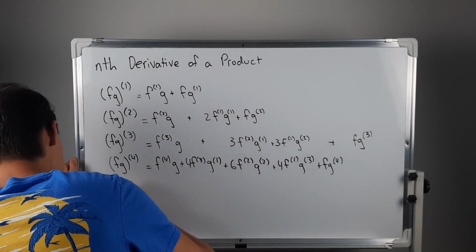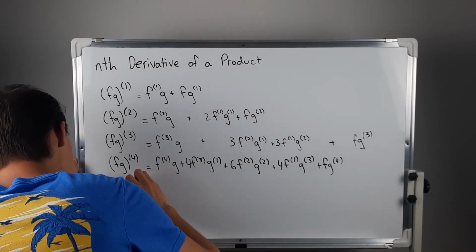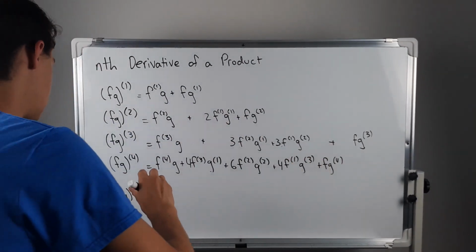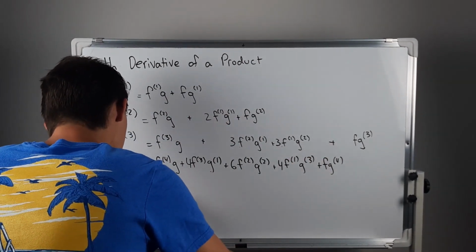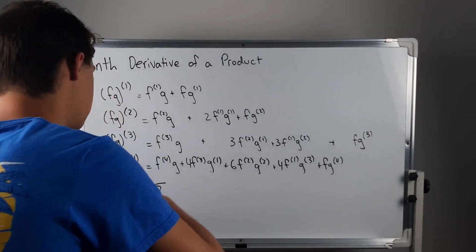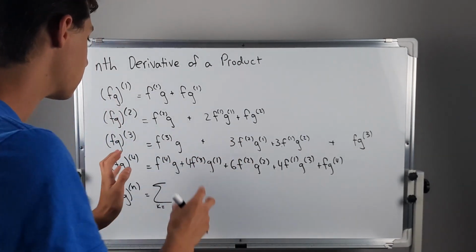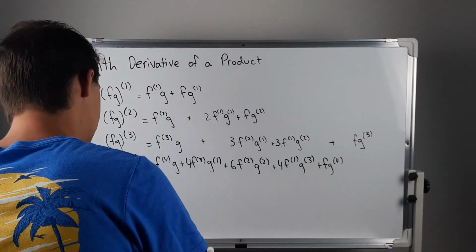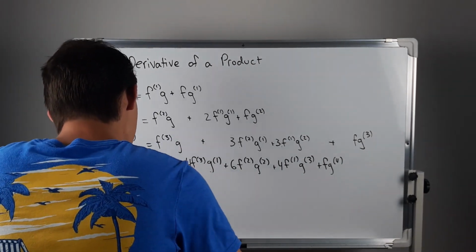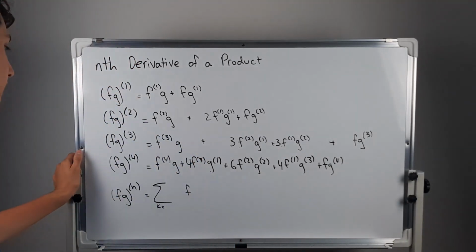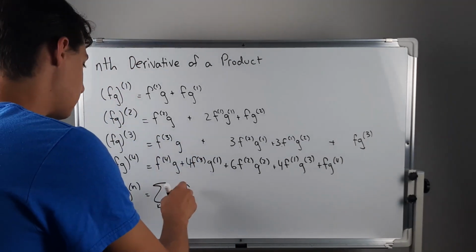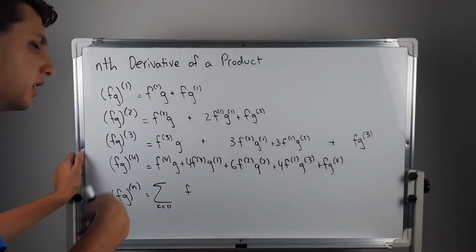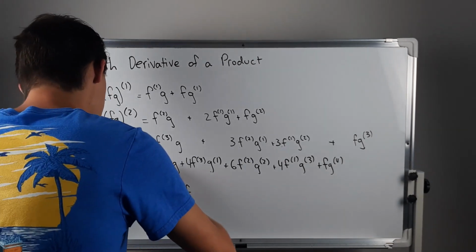So we get fg to the n, so the nth derivative. It's going to be some sort of sum because we're adding up a bunch of things. And I'm going to start at k equals, we'll hold off on that. There will be a coefficient. We'll talk about the coefficient later, so I'm going to leave this space blank. So we have f, and k, it'll start at 0, and it should make sense why, and we'll go up to n.